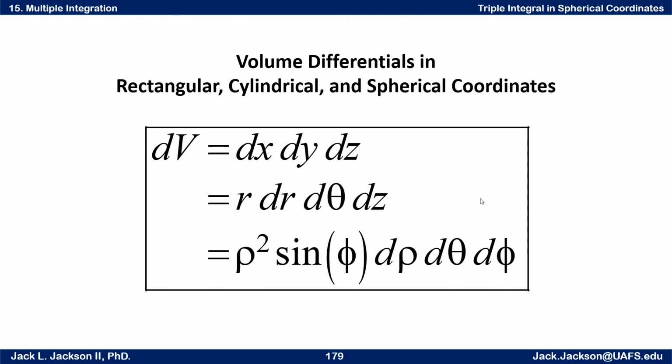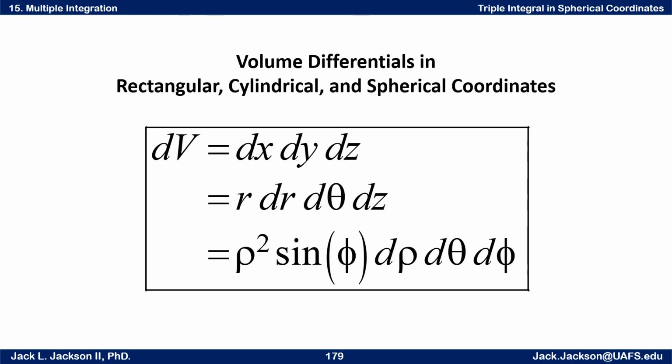So we see that the differential for the volume dV is dx times dy times dz for rectangular coordinates. For cylindrical coordinates, that changes to r dr d theta dz. For spherical coordinates, that becomes rho squared sine of phi d rho d theta d phi.